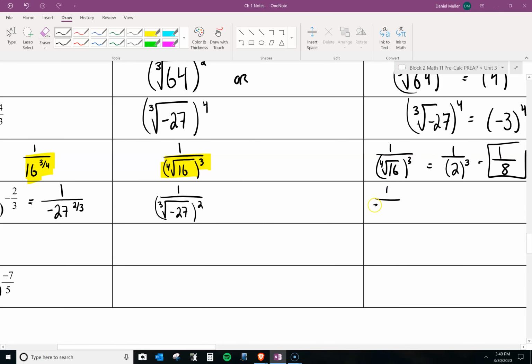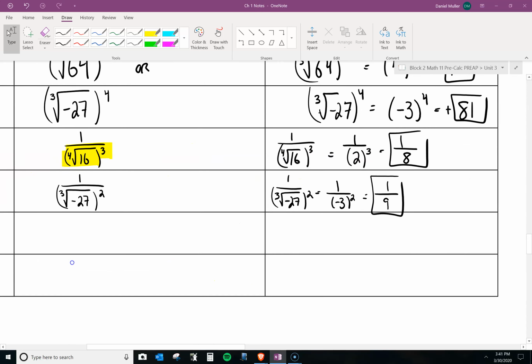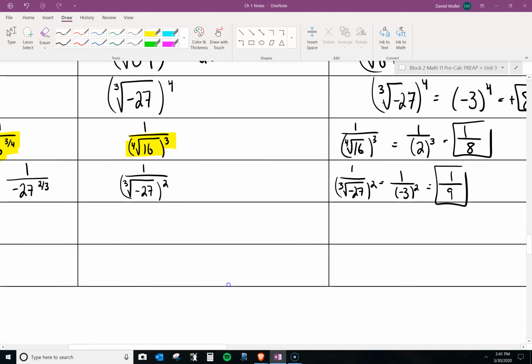So 1 over the cube root of negative 27, all squared. So what number times itself, there's 3 of them, will get me negative 27? Well, we actually already did that. That is negative 3. The cube root of negative 27 was negative 3. So negative 3 times negative 3 times negative 3 is negative 27. So the cube root of negative 27 is negative 3, and then I have to square it. Negative 3 squared is 9. So I did have a negative number here, a negative 27, and because I ended up squaring it, I got a positive number. It's 1 over 9.